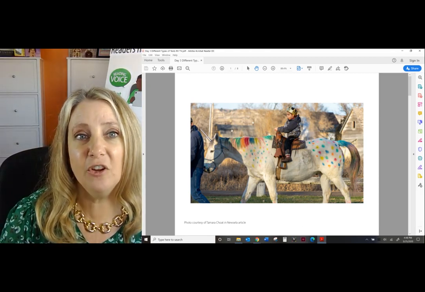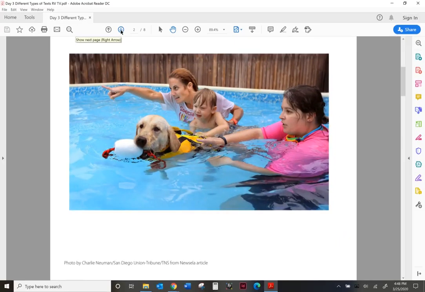All right. Let's look at another one and have you try it now. Let's look at the details that we have here. Well, there's a lady in a pink shirt, and she's pointing to something. There's a dog with a life vest on and something in his mouth. There's a boy hanging on to the life vest, and another lady holding on to the boy and pointing at something in the pool. They're all in the pool.